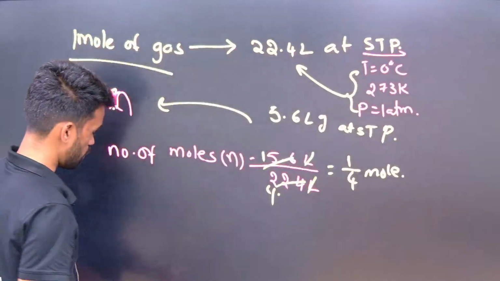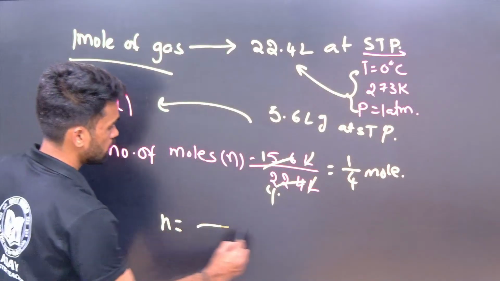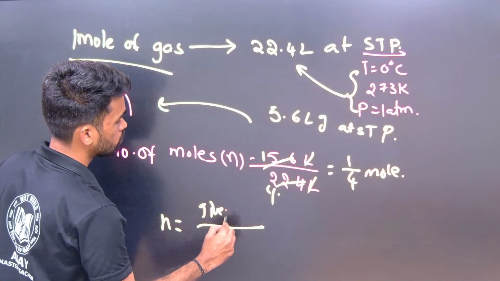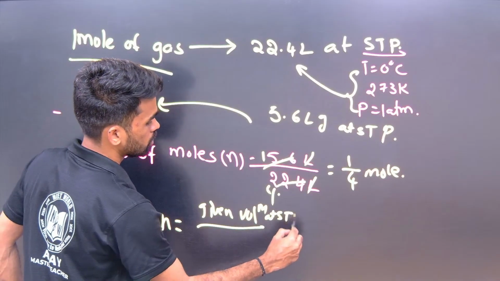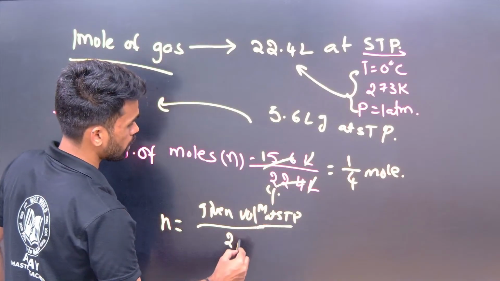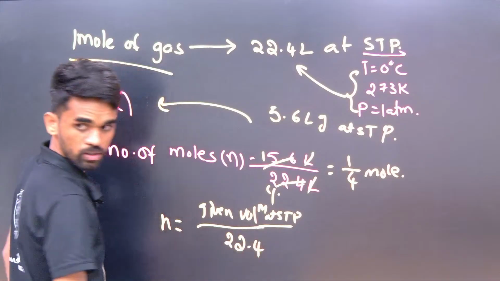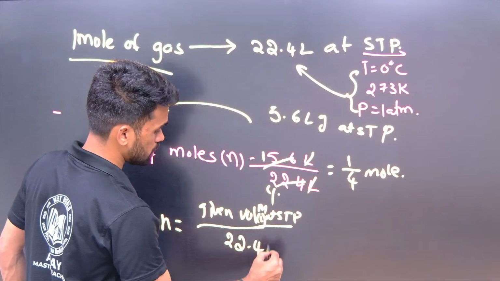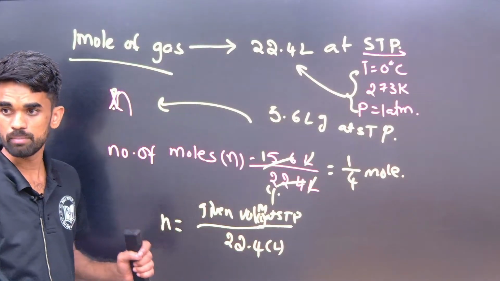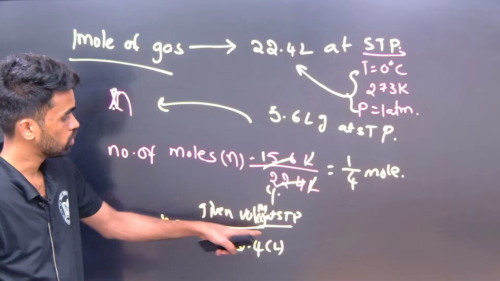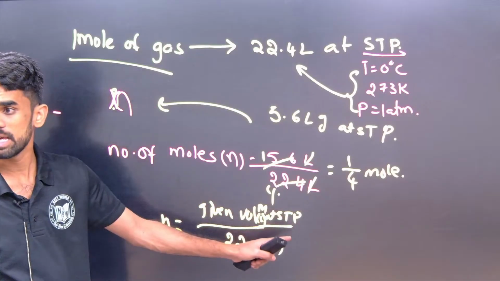So what is the formula? Number of moles will be equals to given volume at STP by 22.4. Here it should be in liters, then this should also be in liters. If it is in ml, convert this also into ml. So divide that, and you are going to get the number of moles at STP.